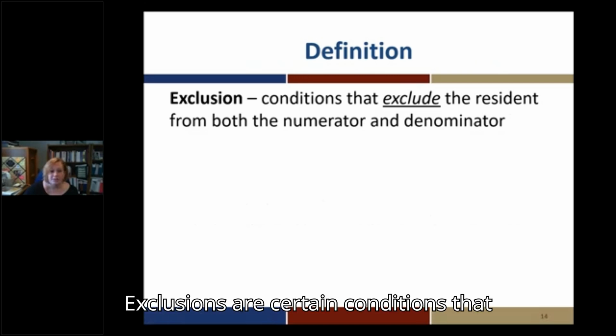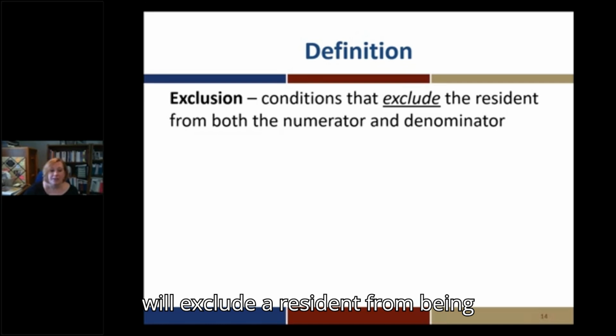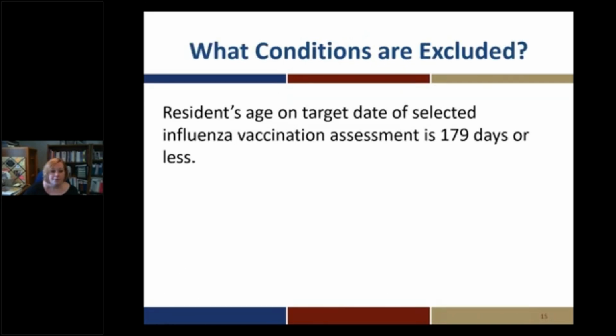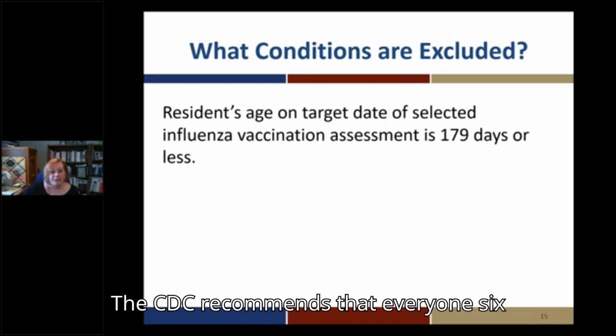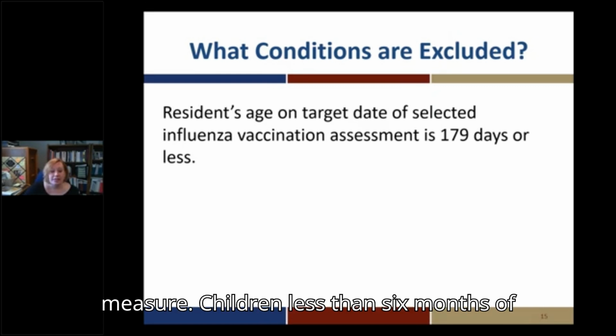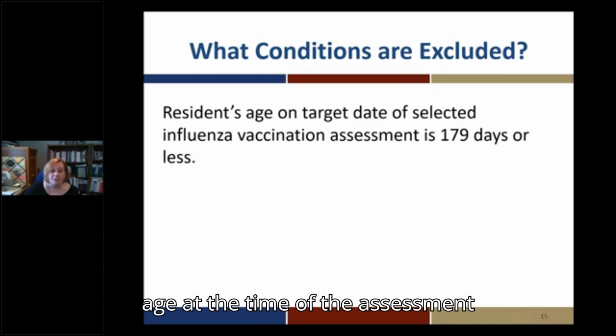Exclusions are certain conditions that will exclude a resident from being counted in the numerator and denominator. So what conditions are excluded? The CDC recommends that everyone 6 months of age or older receives the influenza vaccine unless contraindicated. For the influenza vaccination quality measure, children less than 6 months of age at the time of the assessment target date will not be included in the numerator or denominator.